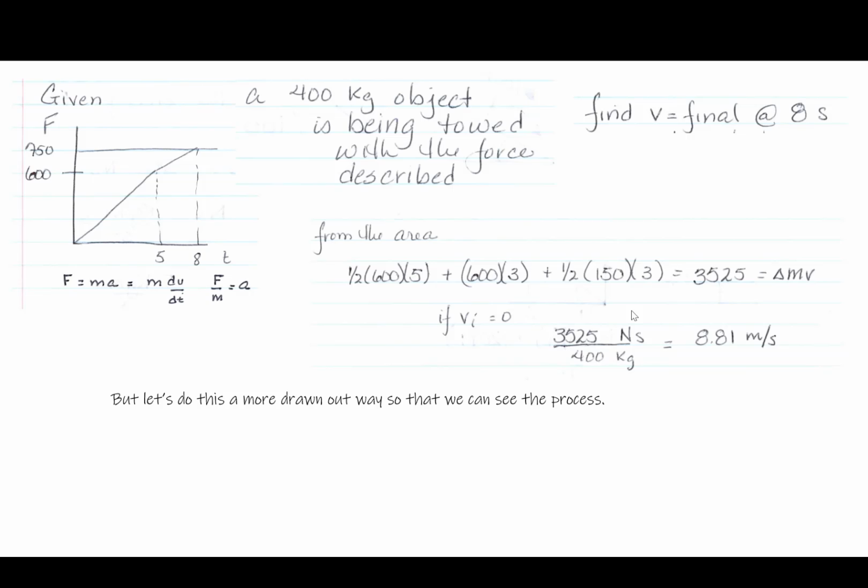My impulse is the area under the curve, right? And that's going to be equal to my change in momentum. So if I want to find the final velocity at 8 seconds, I can do that. I'm going to use the area, my change in momentum, and I can actually calculate it in terms of meters per second.